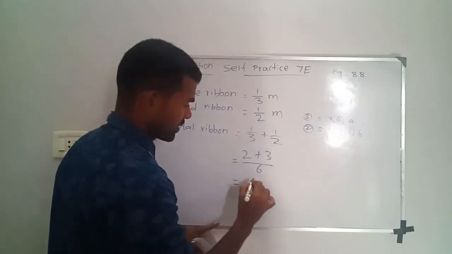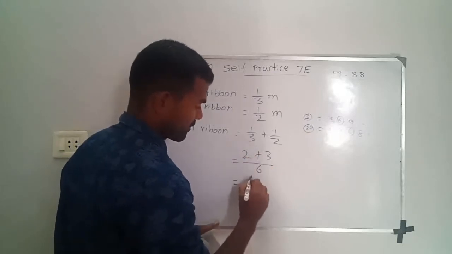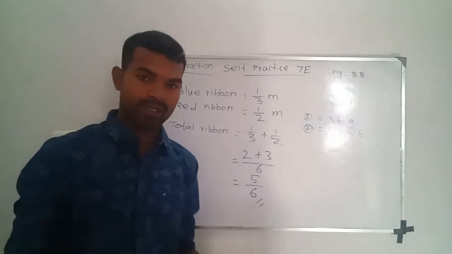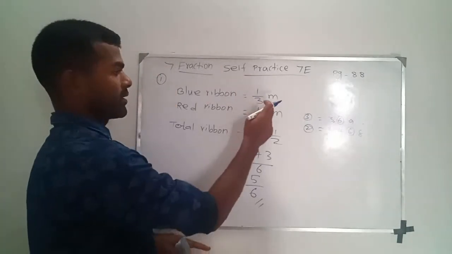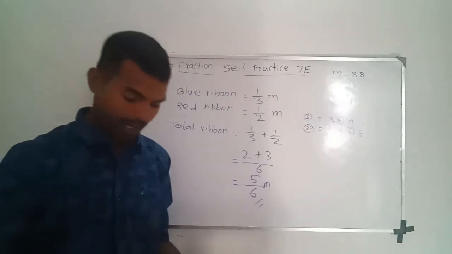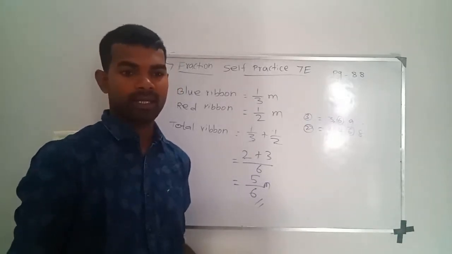Now see that 2 plus 3 is 5 by 6. So the total ribbon is 5 by 6 meter. Here the unit given is meter, no? So 5 by 6 meter is the answer. Next, let us see the second question.